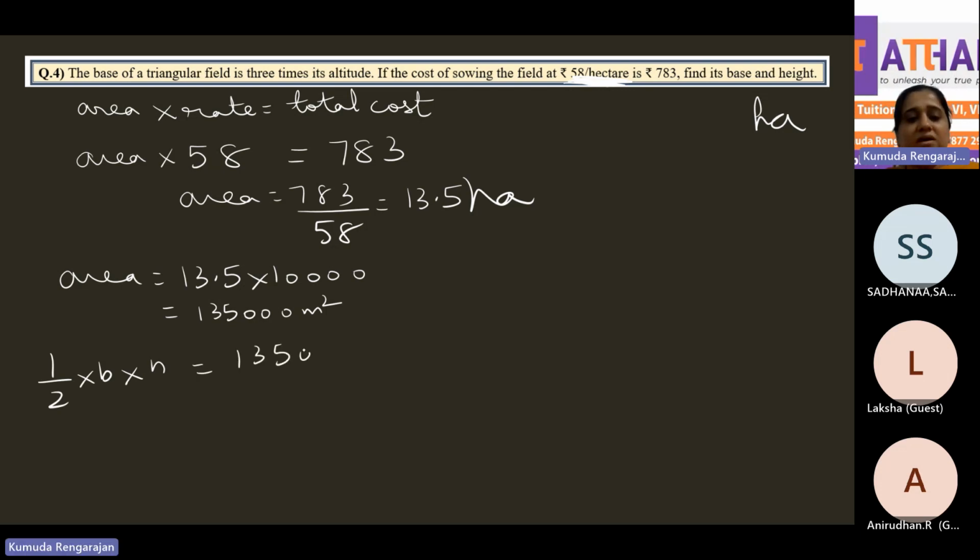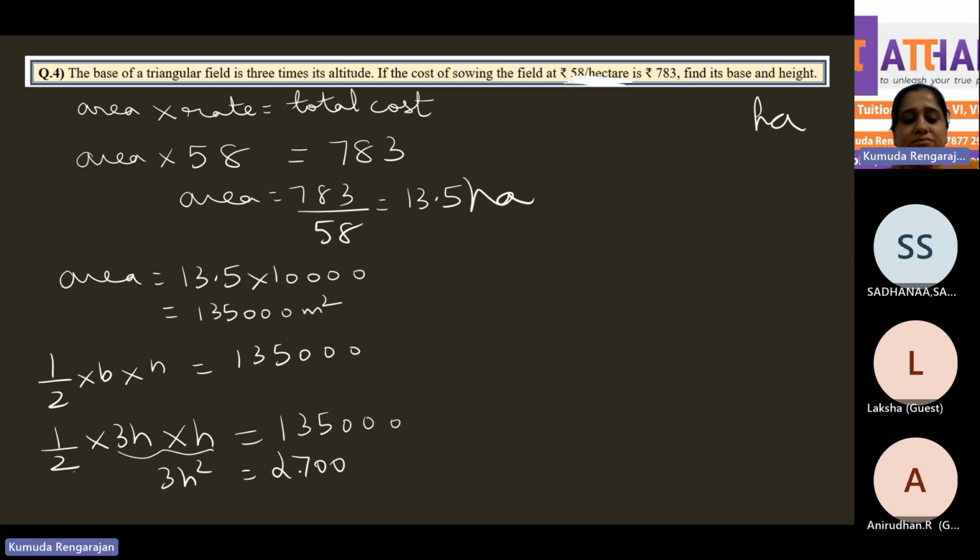We are working for the triangle only. There's only one triangle here, nothing else. We know the area of the triangle is 1,35,000 meters square. That means half base into height is equal to 1,35,000. Half into what is the base? The base is 3 times the altitude, so it is 3h, into h, is equal to 135 followed by 3 zeros. So you get 3h square, right? When you cross multiply 2 and 1,35,000, you get 2,70,000.